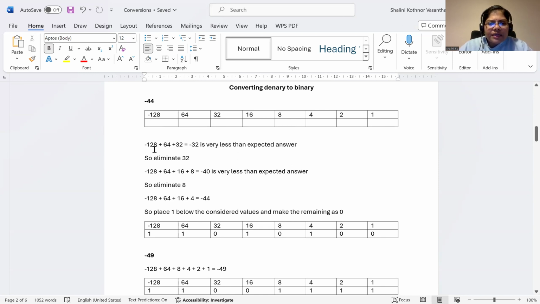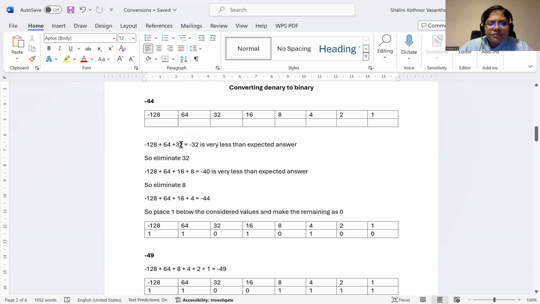So keep the minus sign as it is, and then add the next number, which is 64. Once you add it, you will see that you are getting a negative value, but it's a larger number, so we can still add some positive numbers so that we can subtract the values, and finally we can get minus 44. In the same way, after 64 we have 32. If we add 64 and 32 and subtract it from 128, the answer is minus 32, but that is very little compared to 44. So what we will do is just backtrack.